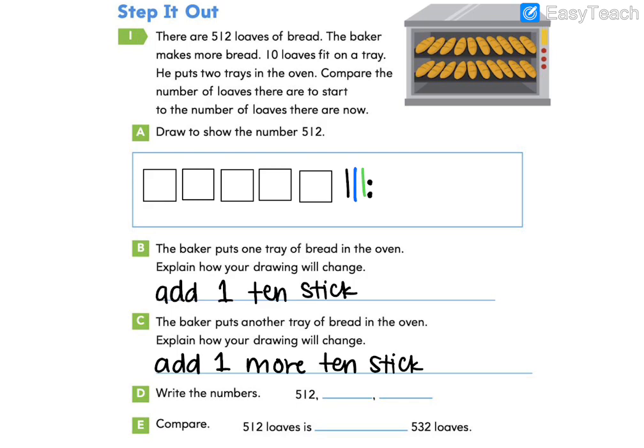So let's write those numbers. 512. Then when we add that 1 ten stick, it would be 522. And then when we add that last ten stick, it would be 532. So let's compare the starting number of 512 to the ending number of 532. Is 512 loaves more than or less than 532? If you said less than, you are correct.